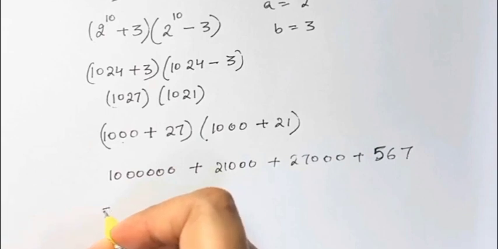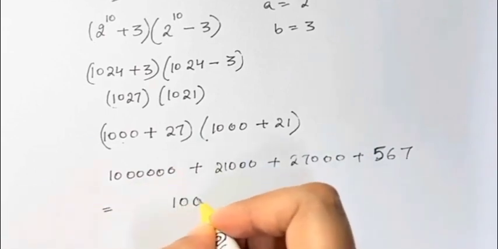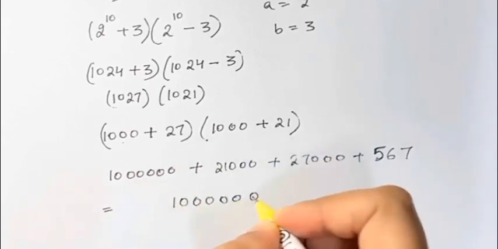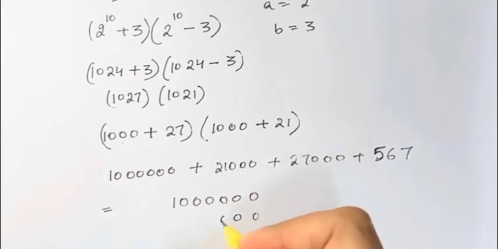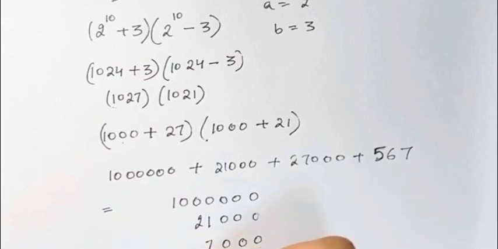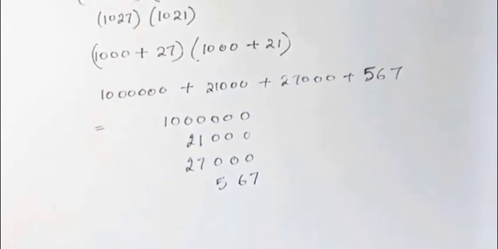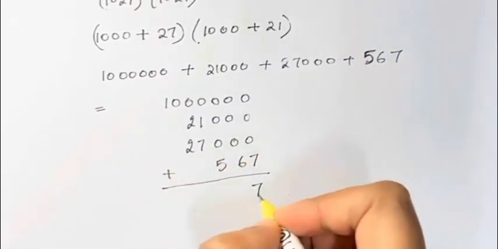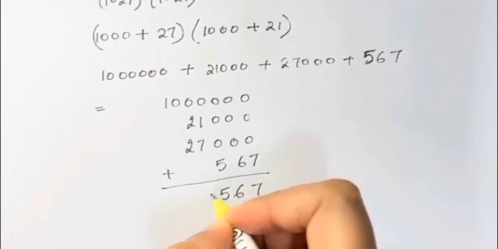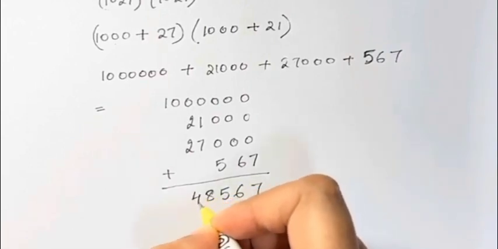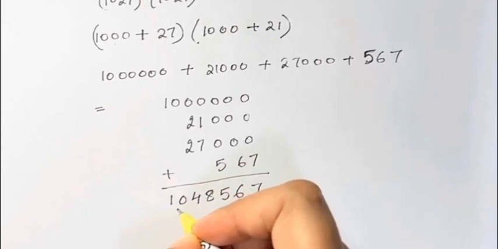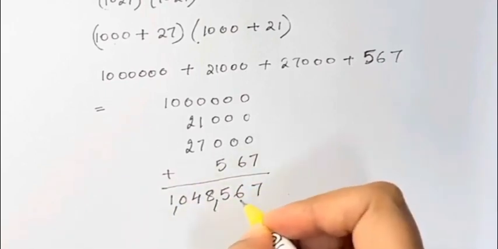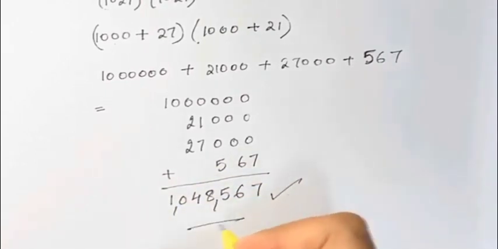Now let's add them all together. We have a million here, and then 21,000, then 27,000, then 567. So let's just add them up all together. So we have 7, 6, 5, here we have 8, 4, 0, 1. So we have 1,048,567 as the answer.